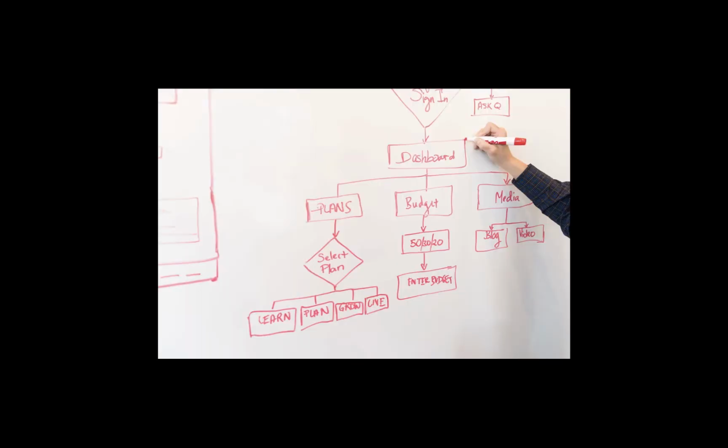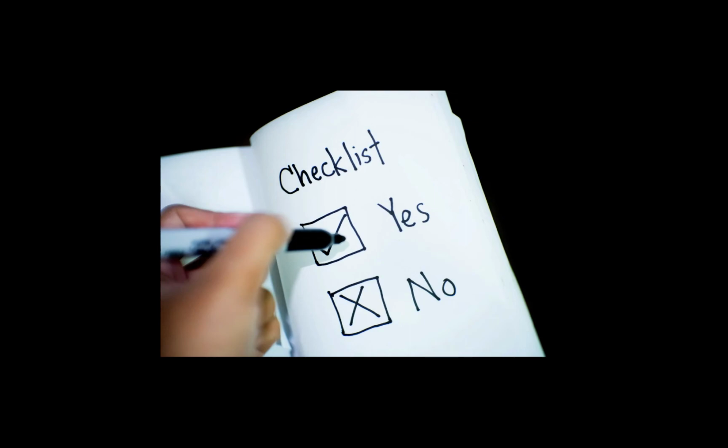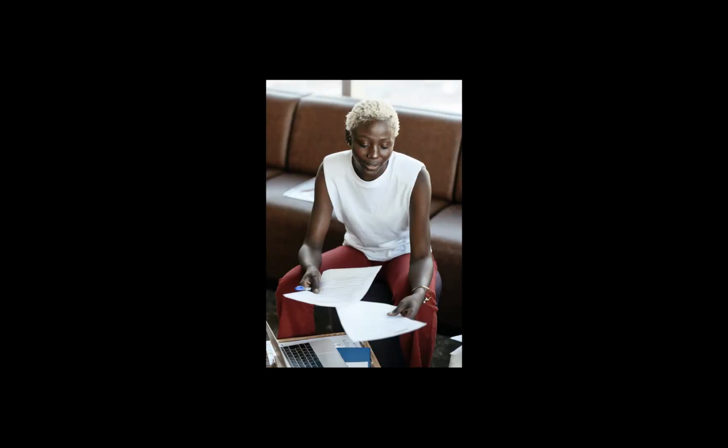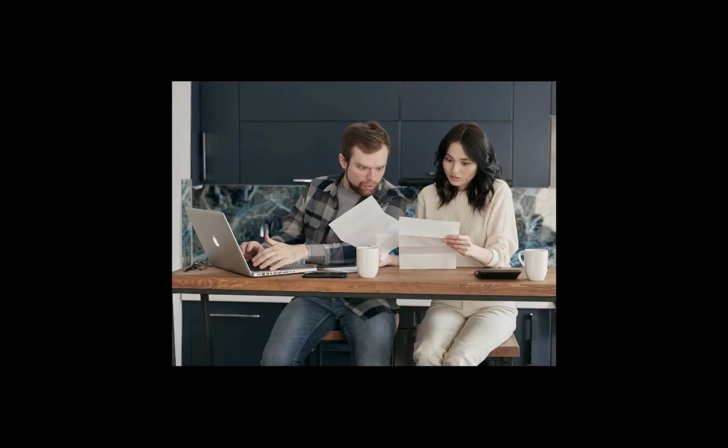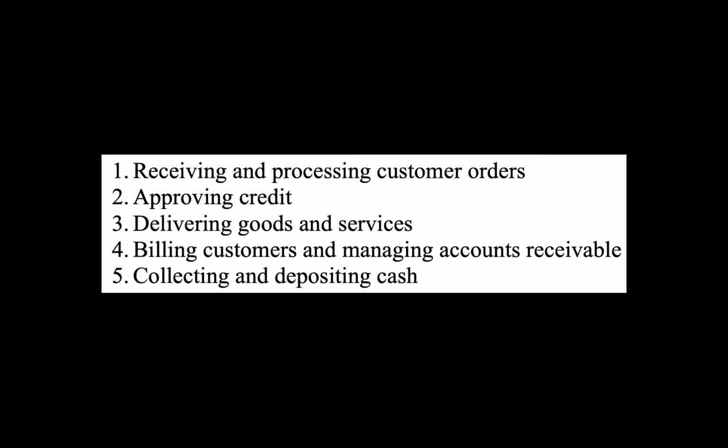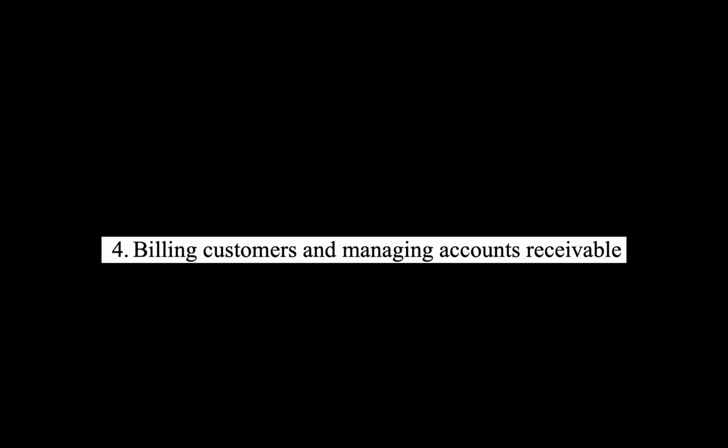In general, the company should always make sure that credit approval or payment has occurred prior to shipping the inventory, the right number and type of units are being shipped, and the billing department is notified after the goods are shipped so that the customer can be sent an invoice. We've now reached step 4 of the revenue and collection cycle, billing customers and managing accounts receivable.